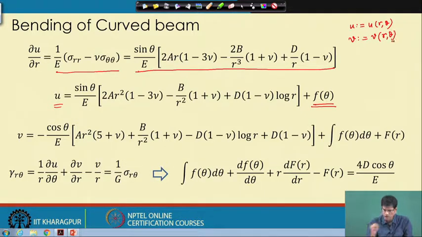We are integrating with respect to r, so the constant will be f of theta. Similarly, we get v by integrating this equation: del v by del theta is r by E into sigma theta theta minus nu sigma r, minus u.